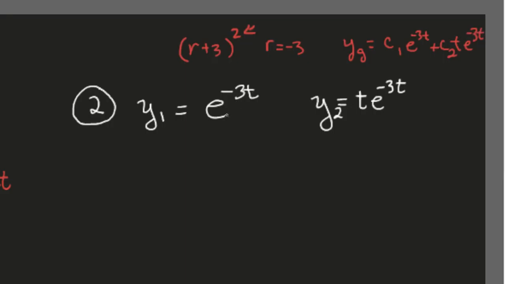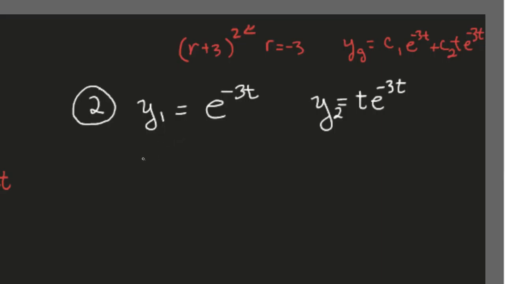So what we got to do here is set up the Wronskian. Then we got to prove that it doesn't equal 0. And then we're done. It's a fundamental set of solutions.